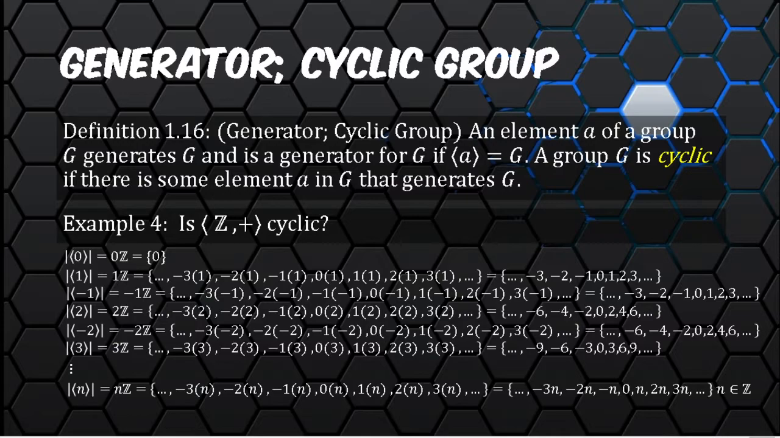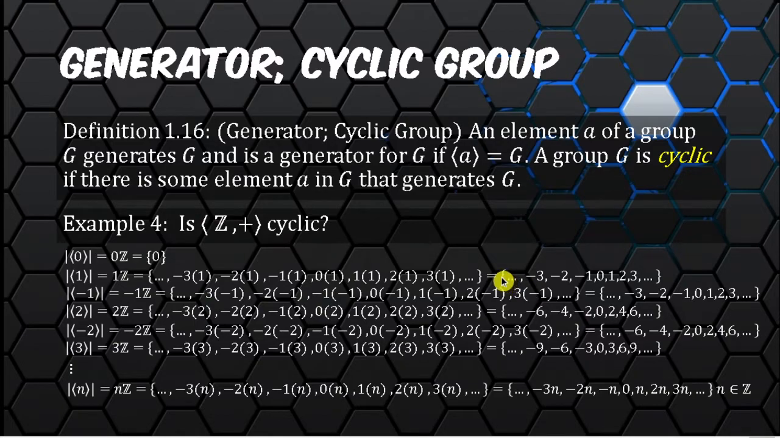Sir, will it be 1 and -1, sir? Can we consider po yung n? N is not a specific number, right? Parang yung general form lang ito. 1 and -1, sir. Yes. Actually, there are two and only two generators for this group.